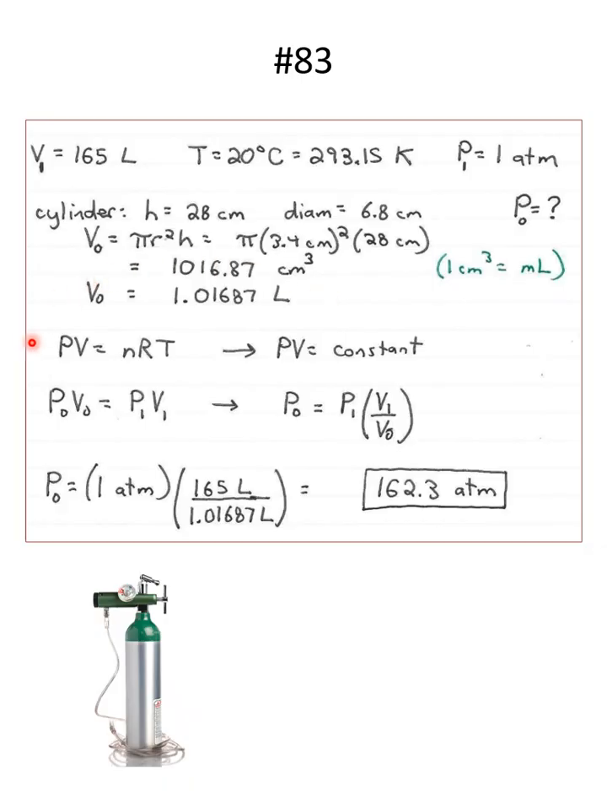We take the ideal gas law, PV equals nRT. We have the constant quantities to the right, and that's the number of moles, the gas constant, and the temperature, leaving the changing quantities on the left. So PV equals constant. That gives us P naught V naught equals P1 V1. We're going to solve for P naught. So P naught is P1 times V1 over V naught. And we've got 1 atmosphere for the new pressure. And we have our ratio of the volumes, so 165 liters over 1.01687 liters. And we end up with an answer of 162.3 atmospheres.